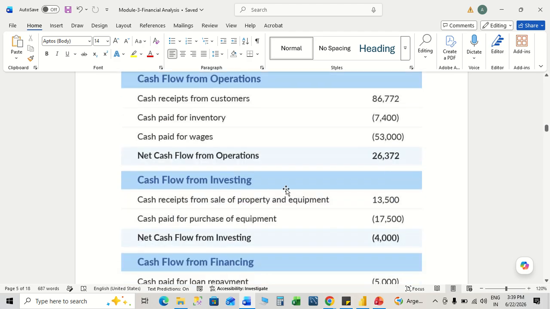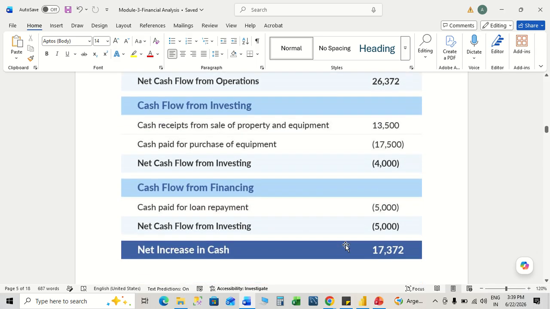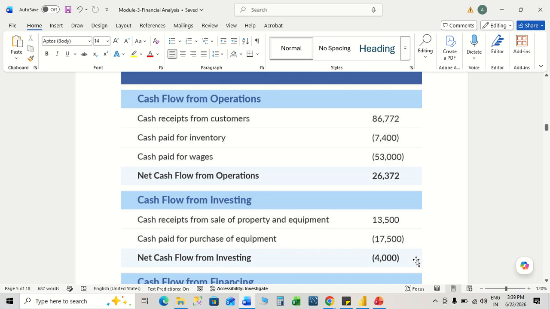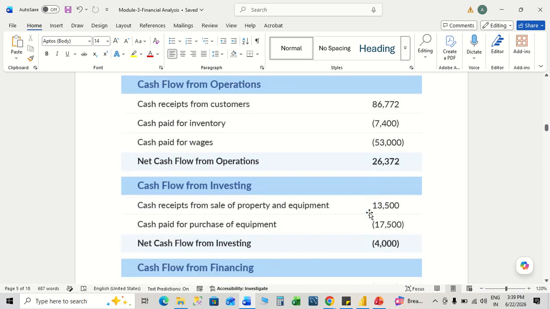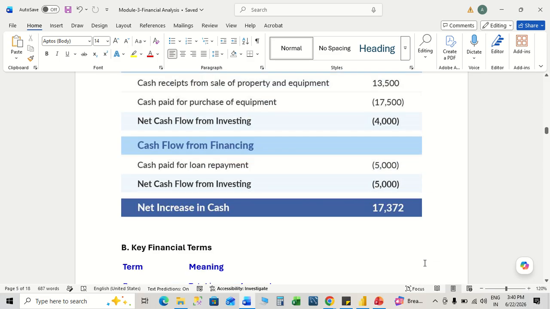Cash flow from investing: cash received from the sale of property and equipment, and cash paid for the purchase of equipment. So this is the net cash flow from investing. Then financing: cash paid for the loan repayment is this one. So the net increase in cash is 17,372. If we add and subtract the inflows and outflows, we get the net increase in cash.